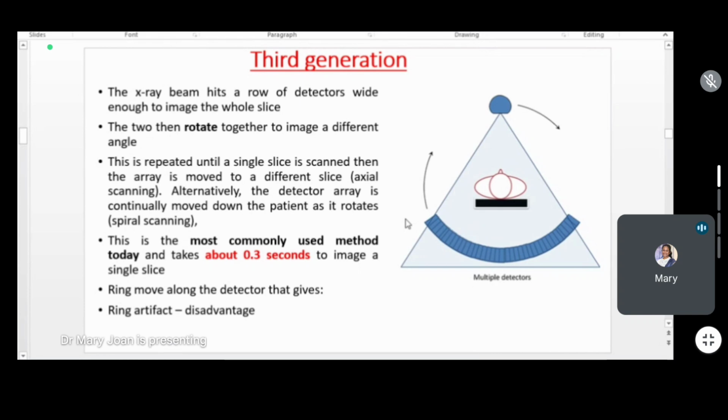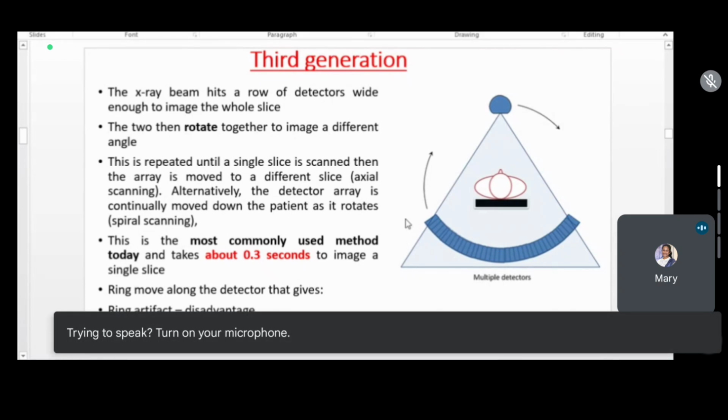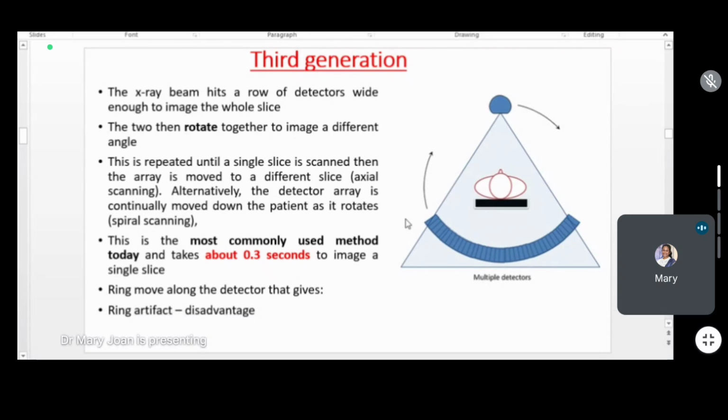So across the patient, the translatory motion need not be there as the fan beam is wide enough to cover the patient, and the detectors are placed in perfect alignment with the X-ray tube, so that multiple detectors are placed so that all the information will be received properly.